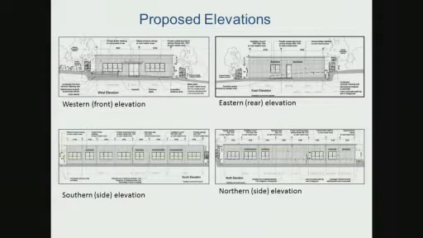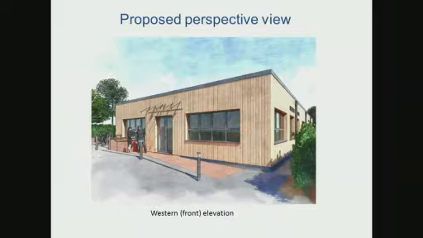So this slide shows the proposed elevations. The building would be single-storey and would be 3.91 metres in height. The building has been set down into the ground to provide level access via a shallow ramp to the west of the proposed building. This is a proposed perspective view. The building would be clad in vertical timber larch panels with aluminium framed fenestrations and a glazed entrance canopy and lighting bollards.